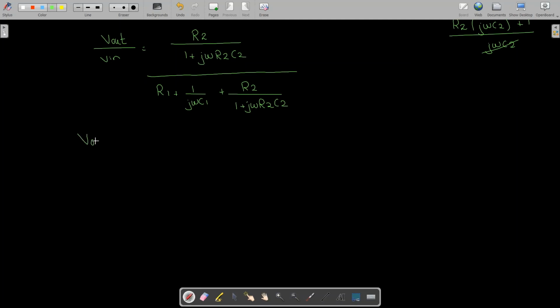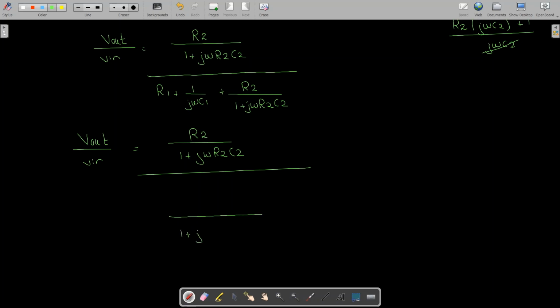We are going to take the LCM. First, we are going to write this R2 over 1 plus j omega R2 C2 as it is. Fine. And now we are going to take this LCM for this. The LCM of this is going to be equal to 1 plus j omega R2 C2 into this one, j omega C1. Fine. So this is the LCM of this denominator term over here. Fine. We have j omega C1 and we have this term. So I have written it over here.